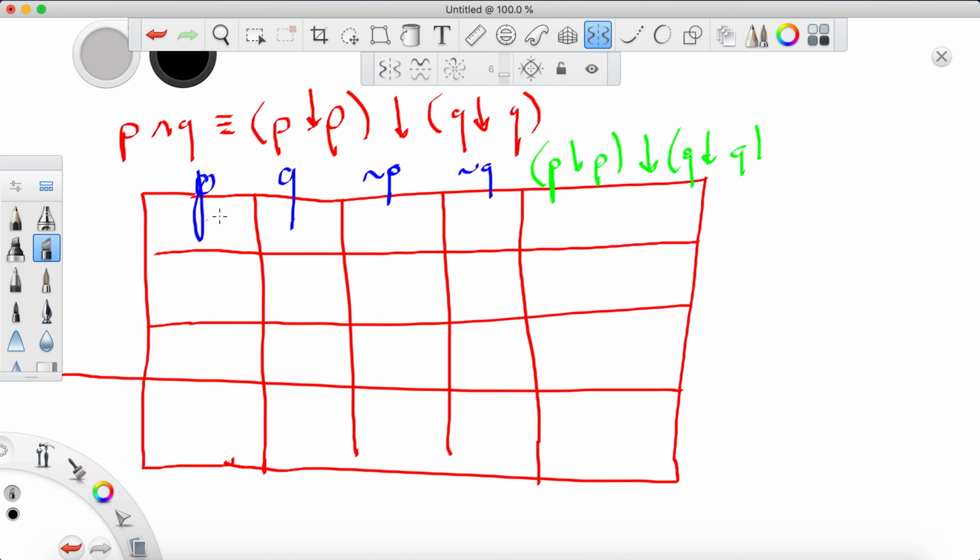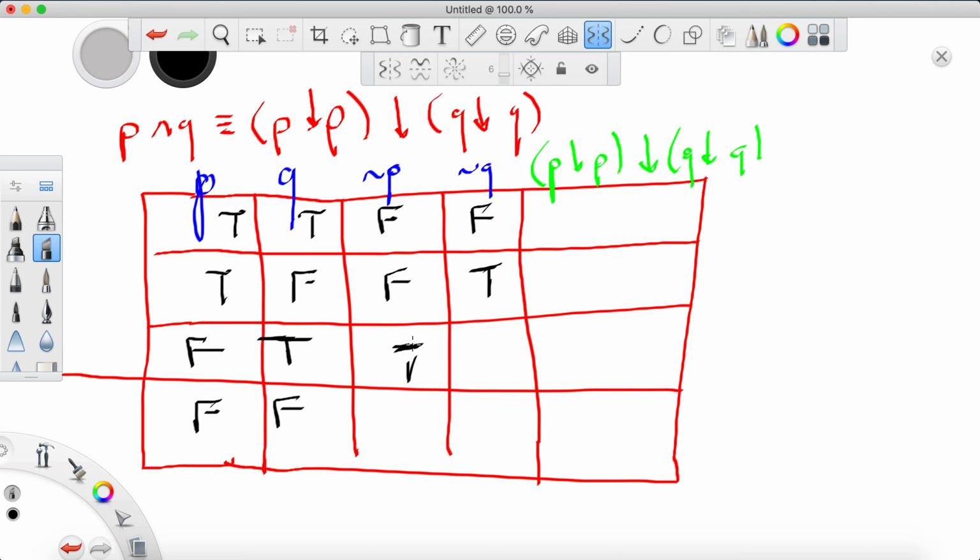Okay, so if we go through all the possibilities, you know, the usual: true, true, true, false, false, true, false, false. When P is true, not P is false, and that's going to be false, and this will be false, but this will be true, and true, and false, and true, and true. Okay, very good.